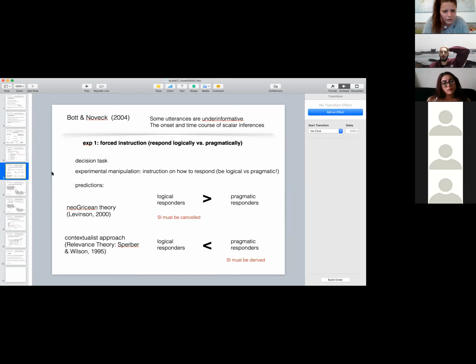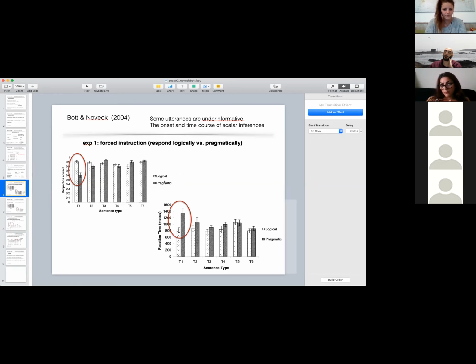Let's see why. The Gricean would say that you always derive the implicature, right? So even the logical responders would have to derive the implicature, and then they would have to cancel it. Whereas the pragmatic responders don't have to cancel it, although it is contradicting the sentence. I mean, you see that this is actually a mess, right? This is a mess because it's kind of weird to tell people what to say, right?